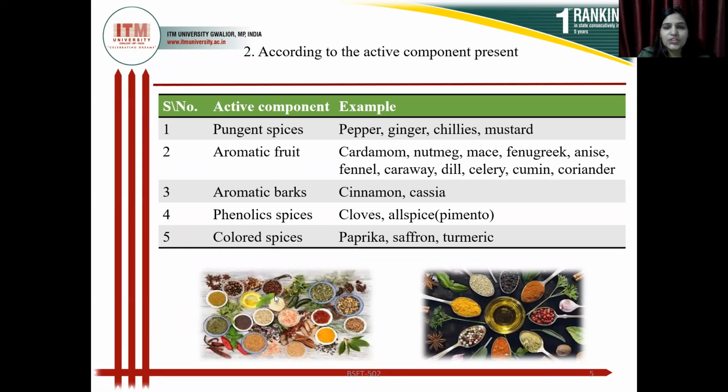According to the active component present in the spices, the pungency is present in pepper, ginger, chilies, and mustard. Aromatic flavor is present in cardamom, nutmeg, fenugreek, anise, fennel, caraway, dill, clary, cumin, and coriander. Aromatic bark spices are cinnamon and cassia. Phenolic spices are cloves and allspice, that is pimento. Colored spices are paprika, saffron, and turmeric. So these are the particular active components present in different spices.